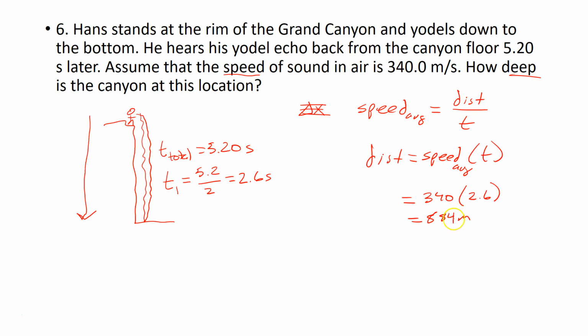884 meters. The other way to do this problem is to use the 5.2 seconds, and then you're going to get a number when you divide it. It will then end up being 884 meters. So you can do it either way. I like to go ahead and divide the time first. That makes it a little bit easier.